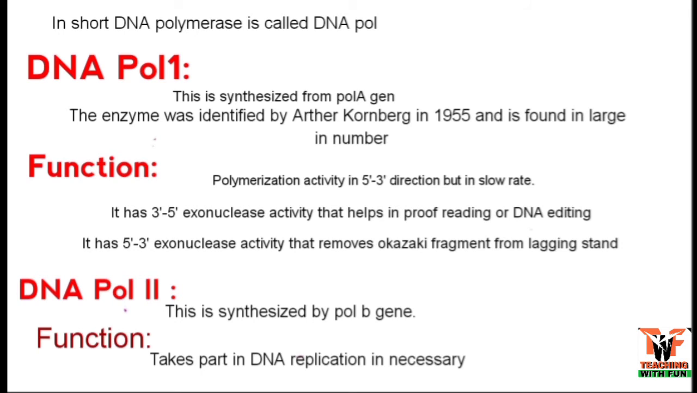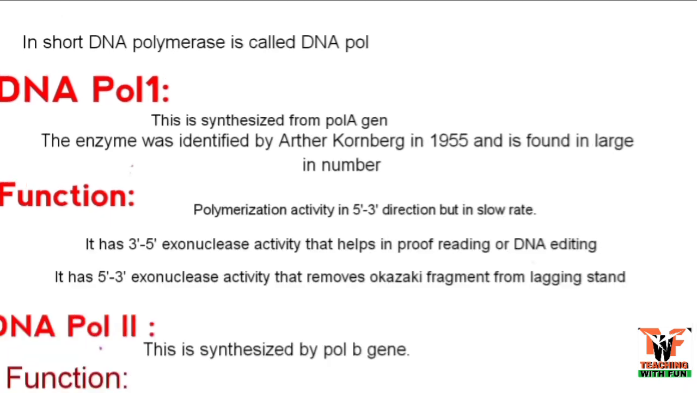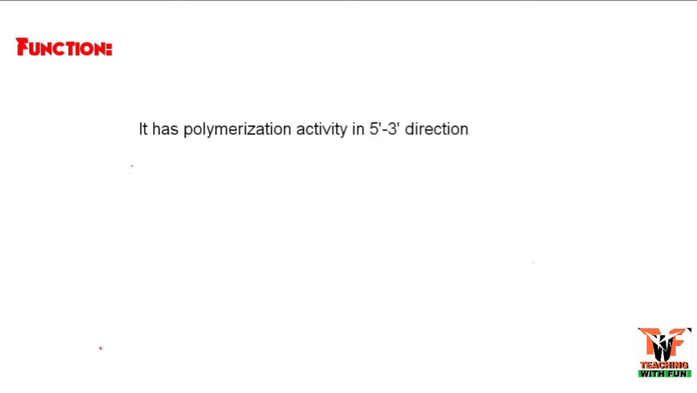Now the third type of DNA polymerase, or DNA pol 3. This is the principal polymerase enzyme identified by Gefter and Tom Kornberg in 1971. Now the function of this DNA pol 3 or DNA polymerase 3. The first function is it has polymerization activity in 5' to 3' direction.